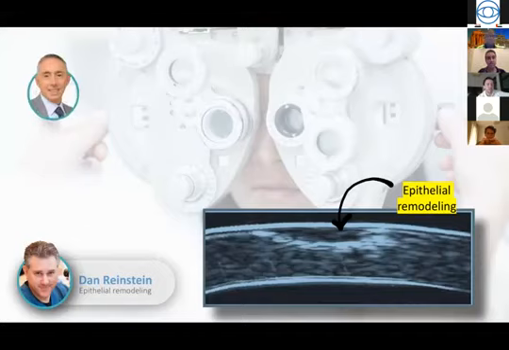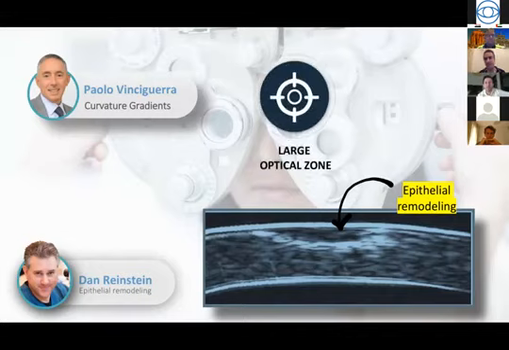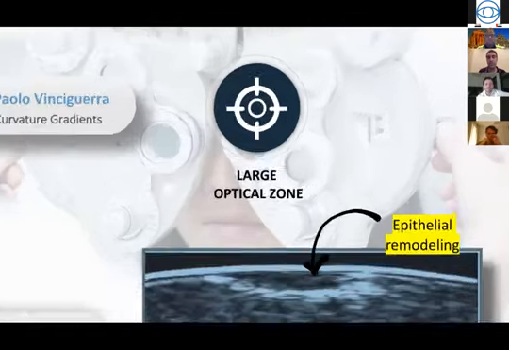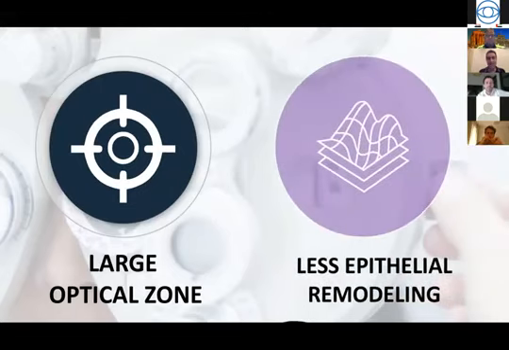And that's very interesting. And this reminds me of Paulo Vinciguerra with his curvature gradients, which he talked about more than a decade ago. And he always advocated for a large optical zone. So what happens with a large optical zone is you have less curvature gradient, exactly the opposite of that example that Dan Reinstein showed us before, and then it will induce less epithelial remodeling.